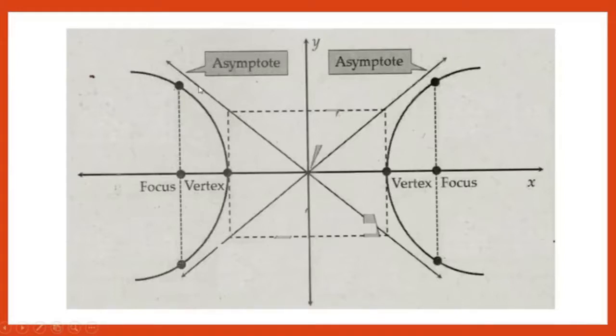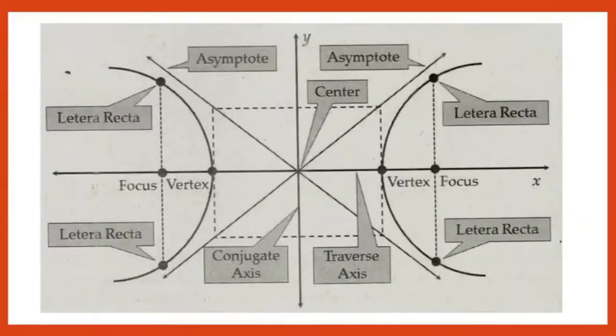Ibig sabihin, hindi siya magta-touch dun sa ating curve of the hyperbola. Papalapit siya ng papalapit dun sa curve, but it will not intersect the curve. Okay? Yun yung kanyang asymptote. At ang asymptote, laging tatama sa center of the hyperbola. Okay? Yan yung mga parts ng ating hyperbola.